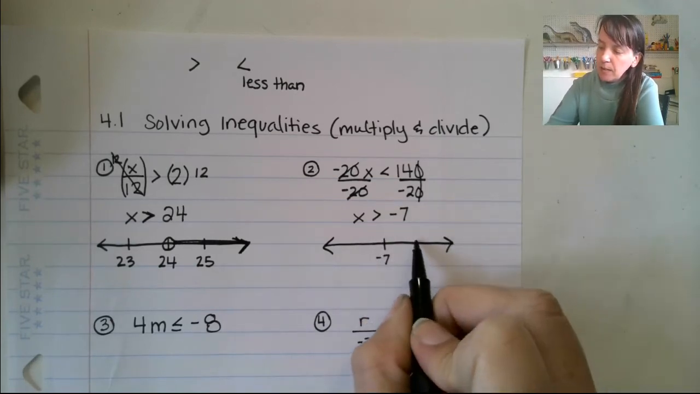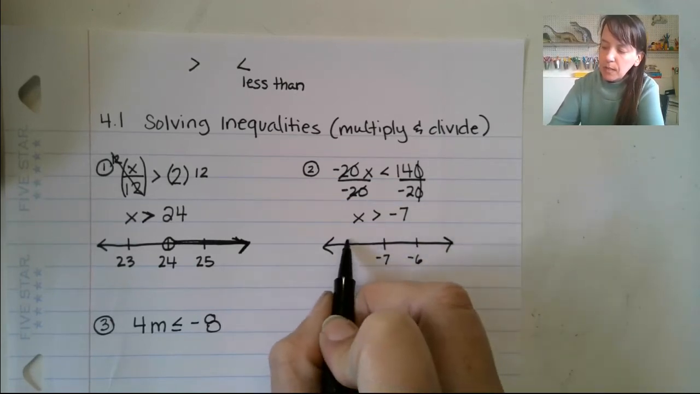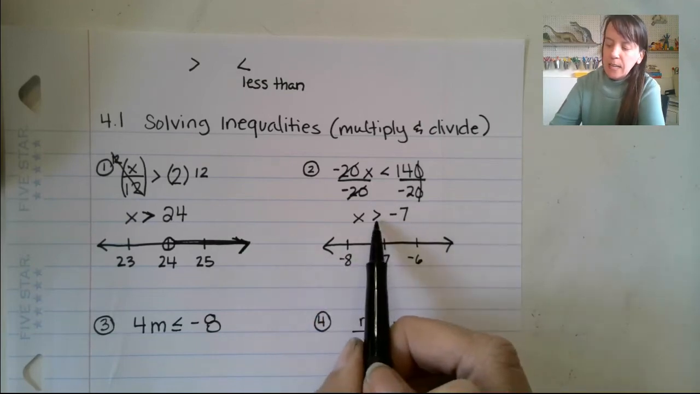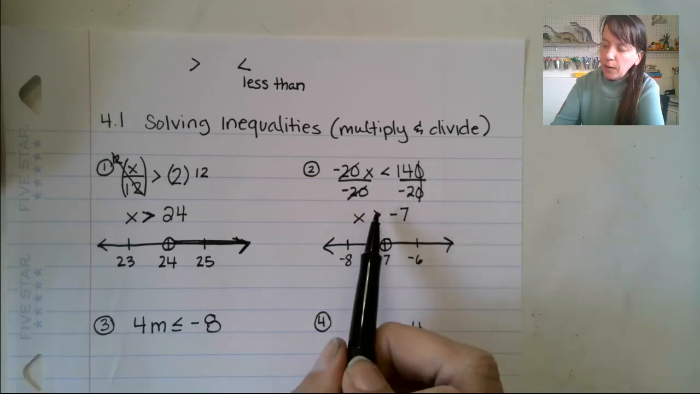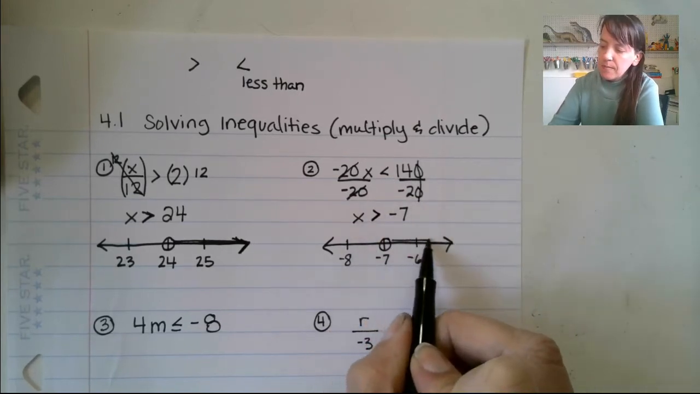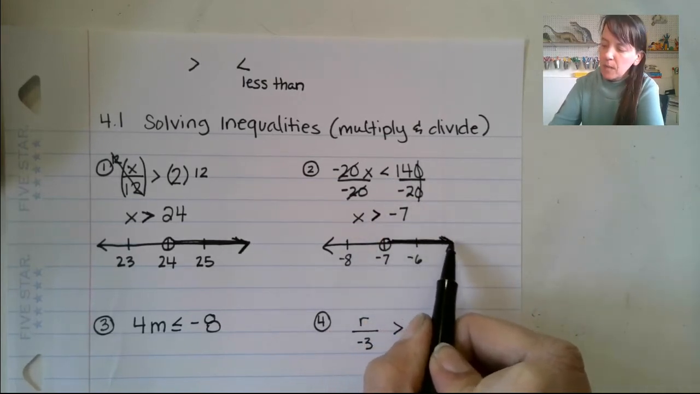All right, so now I'm going to put that right in the middle, so we get negative 7. Give it some context, so we'll say negative 6, negative 8. And it's going to be an open circle because there's no equal sign there. And the arrow is pointing this way. So we're going to draw it that way.